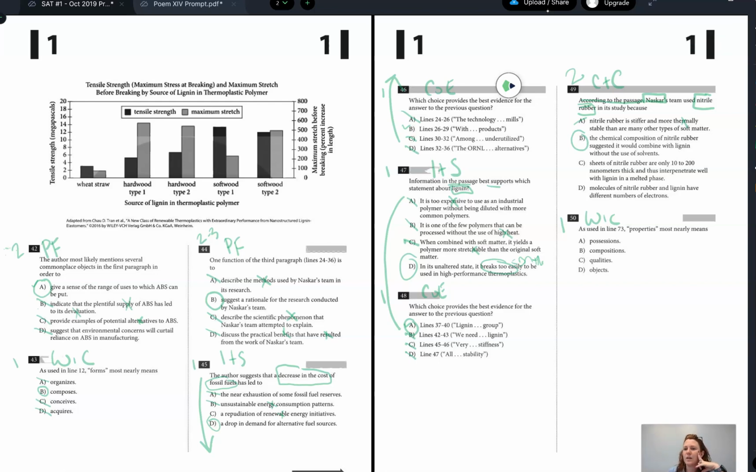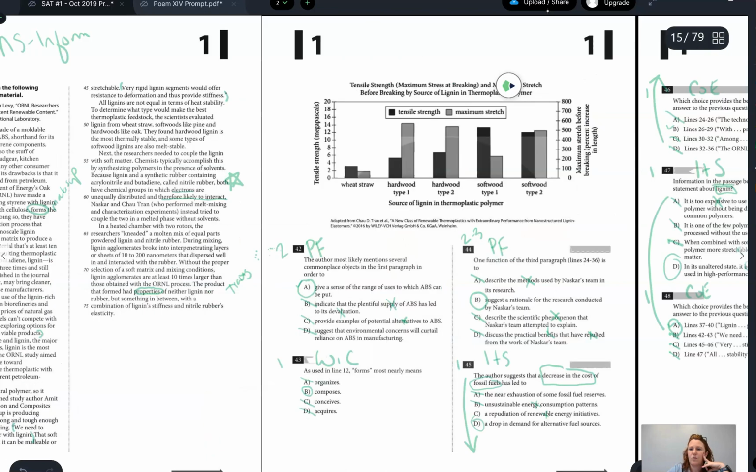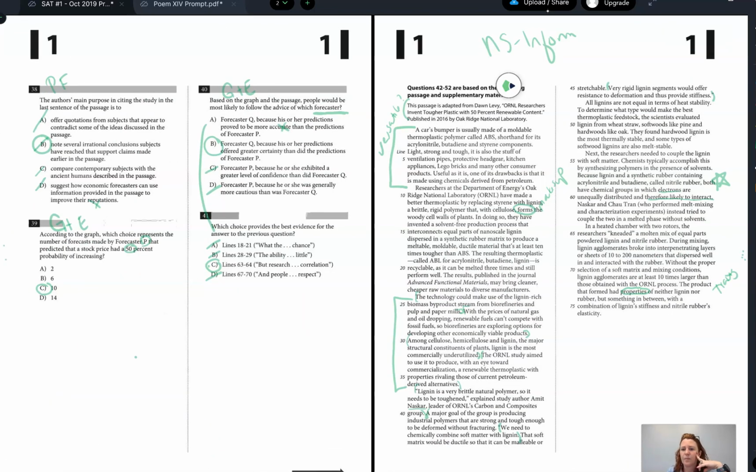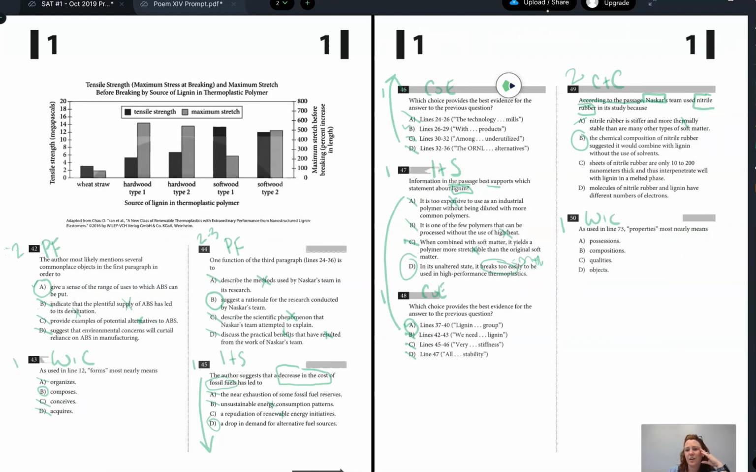Sheets of nitrile rubber are only 10 to 200 nanometers thick and thus interpenetrate well with lignin in a melted phase. You know what? This information is from later, and I think it's a misunderstanding. Where did 10 through 200 come from? Okay, right here. During mixing, lignin broke into interpenetrating layers of 10 to 20 nanometers. So that's the lignin that did this, not the nitrile rubber. So that's what makes that wrong. That's a mishmash of concepts. Molecules of nitrile rubber and lignin have different numbers of electrons. Nope, it clearly said they had similar. That is the opposite of the relationship described. We'll get rid of it.